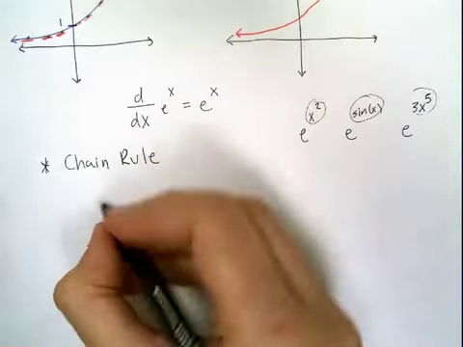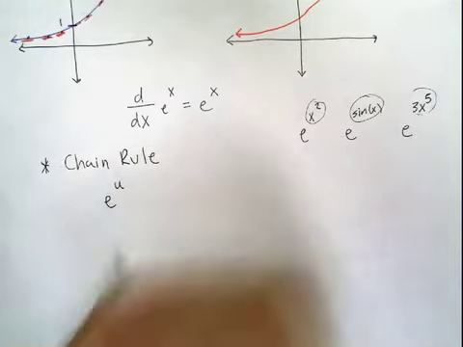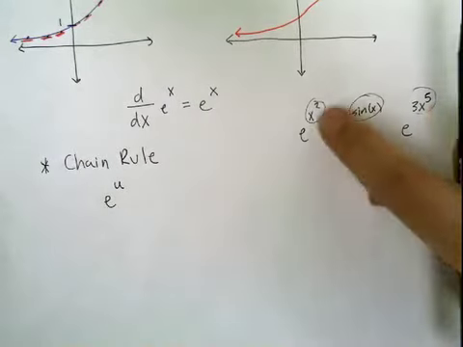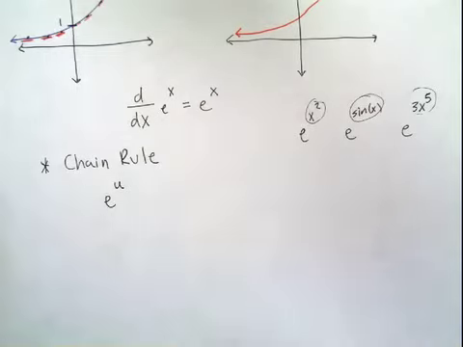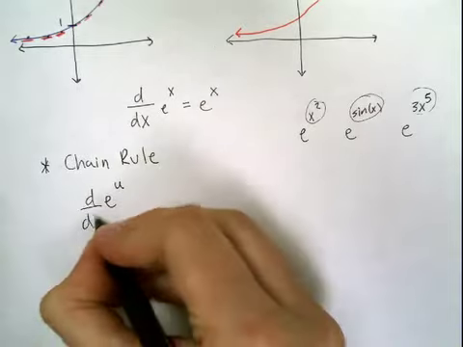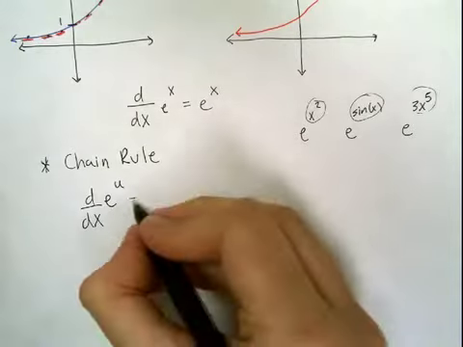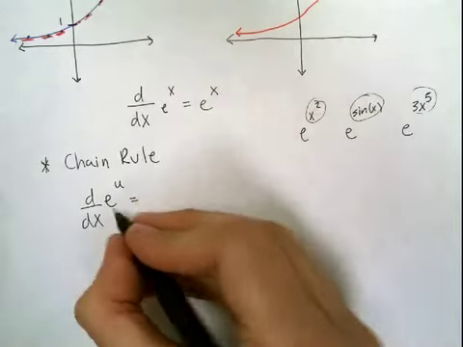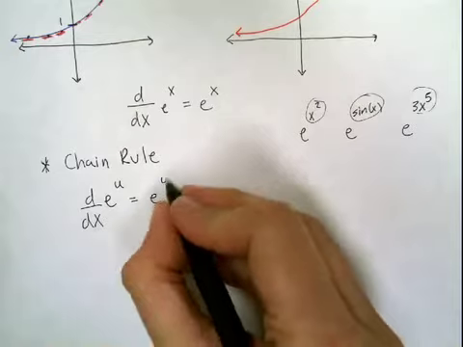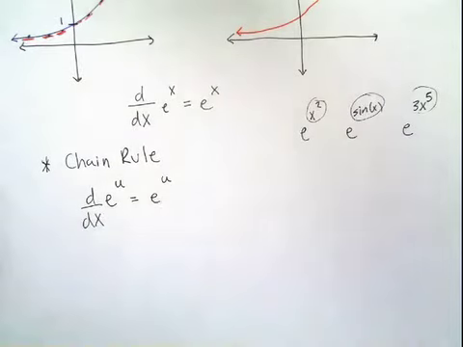So here's how it looks. I'm now finding e to the u, where u depends on what I make up, some sort of an equation. But I still want d dx. I still want the derivative. So when I derive e to the u, it's kind of like e to the x. E to the x derives to e to the x. E to the u derives to e to the u. But you have to add on something a little extra.